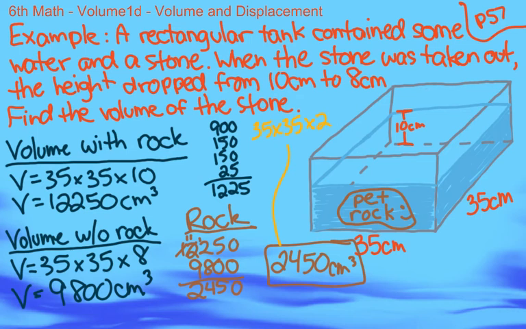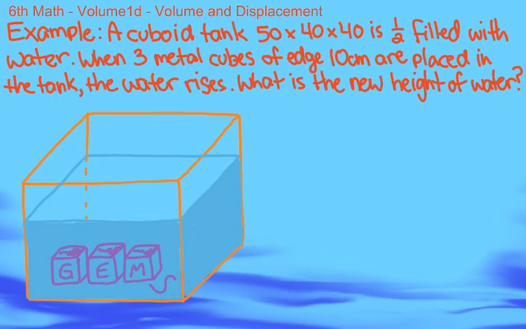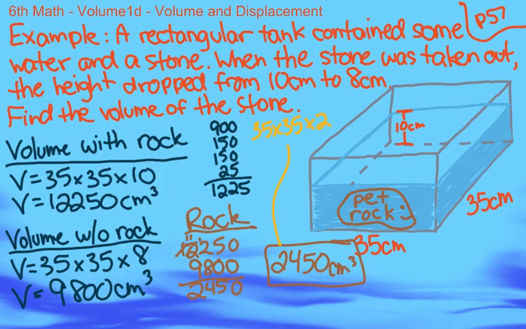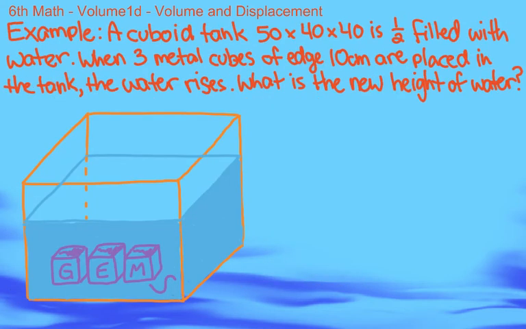Hey, that's the first example. That's just dealing with displacement. We have another one dealing with displacement, but slightly different. Let me just go through it. What we have here is we basically have the tank and then we remove the stone. But in this example, what we'll do is place these cubes in the tank.